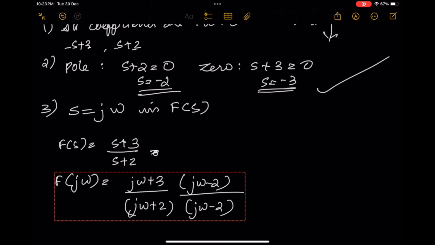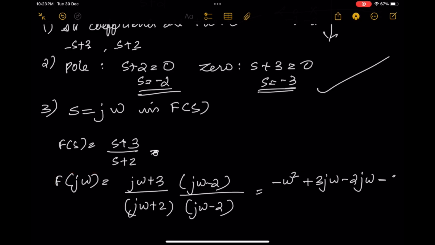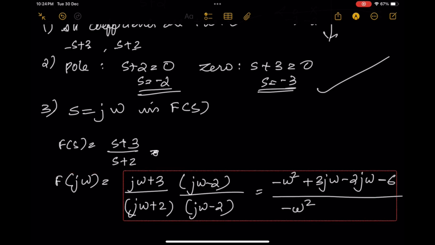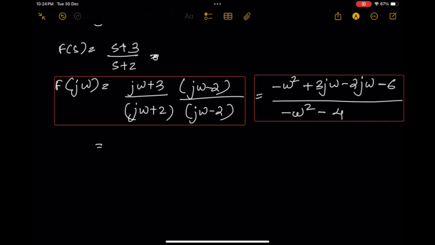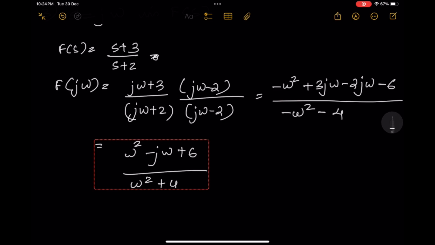I'll get minus omega square plus 3j omega minus 2j omega minus 6, divided by minus omega square minus 4. On further solving this, I'm taking the minus from the denominator as common and giving it to the numerator. So the denominator is omega square plus 4, and multiplying with the numerator, I will get omega square minus j omega plus 6. So this is what I got as f of j omega.